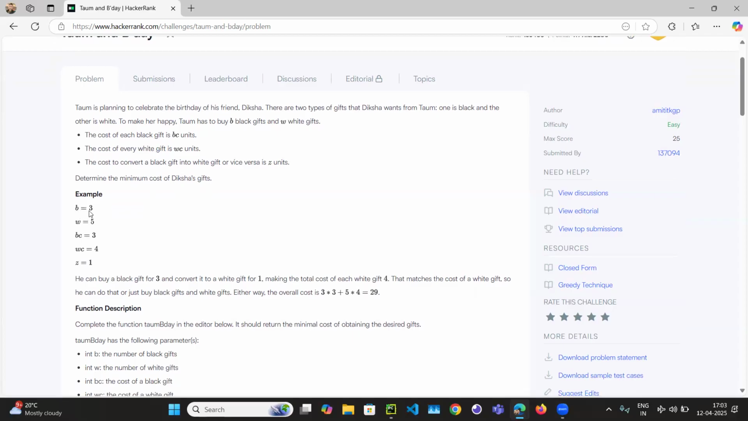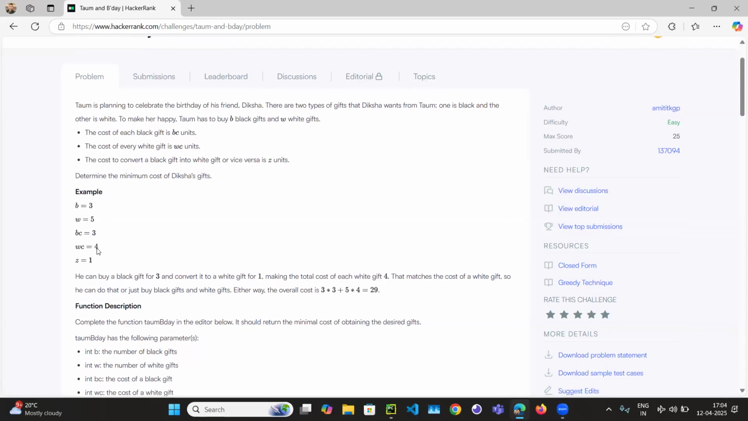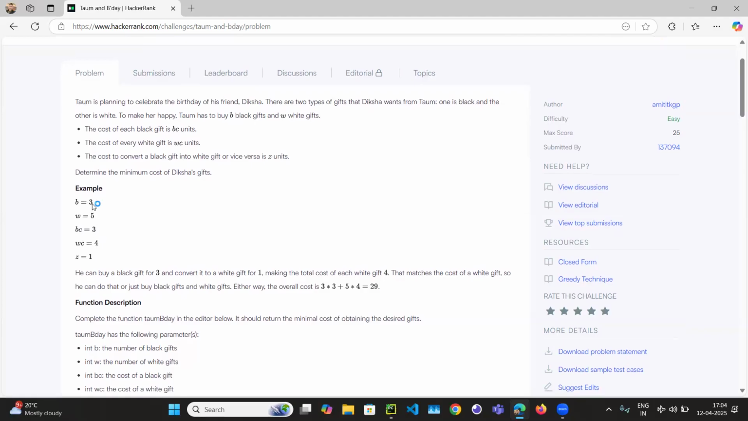Okay. So B is 3, W is 5. So Tom purchases 3 black gifts and 5 white gifts, right? And the black gift cost BC is 3, which means if you take only the black gifts, 3 into 3, 9. And for the white gift the cost is 4, so if you purchase 5 boxes of white, 5 into 4, 20. So that is the total cost. 3 threes are 9 and 5 fours are 20. So 20 plus 9, 29. So the total cost is 29.